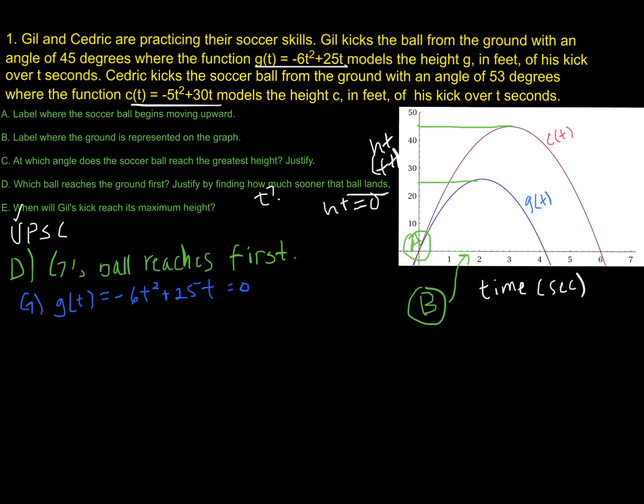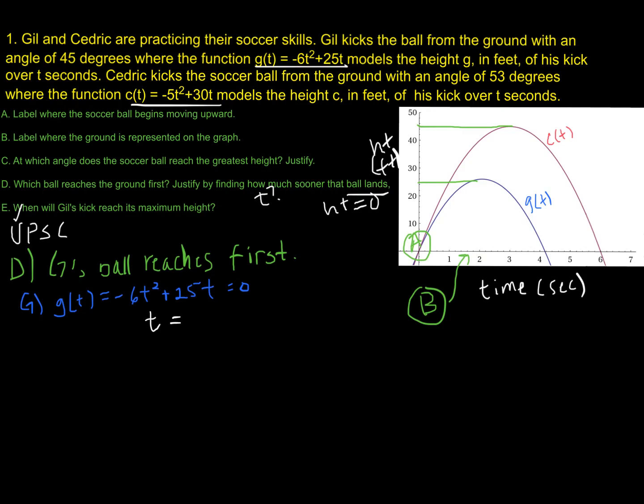And so we know that the value of t that will make this expression equal to 0 is given by negative b plus or minus the square root of b squared minus 4ac, all over 2a. Okay, so I'll go through this one quickly, and then for Cedric's, I'll let you do that one on your own.